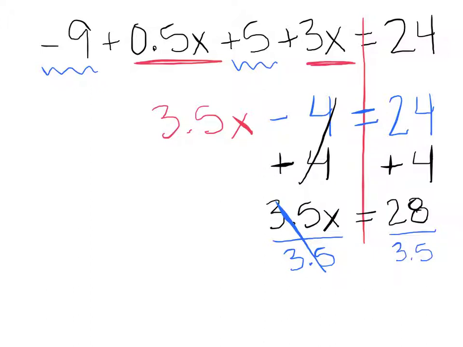So we're going to do 28 divided by 3.5. So you might need a calculator to help you do that. That's okay. 28 divided by 3.5 is 8. So we're left with x equals 8. And there we have it. We had to combine a lot of terms in this case, but either way, we still ended up with the same type of equation and could still use our do and undo.